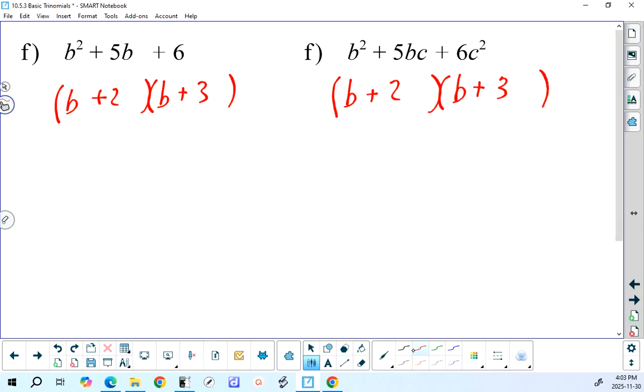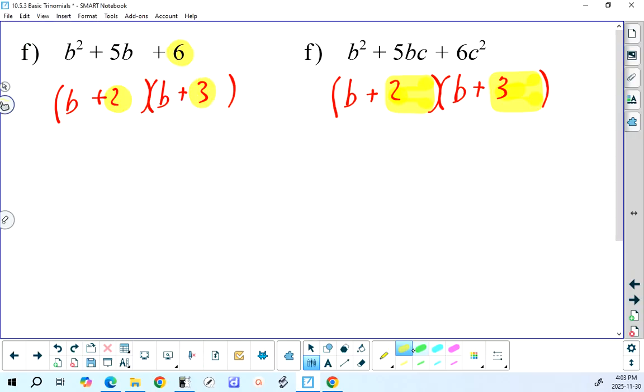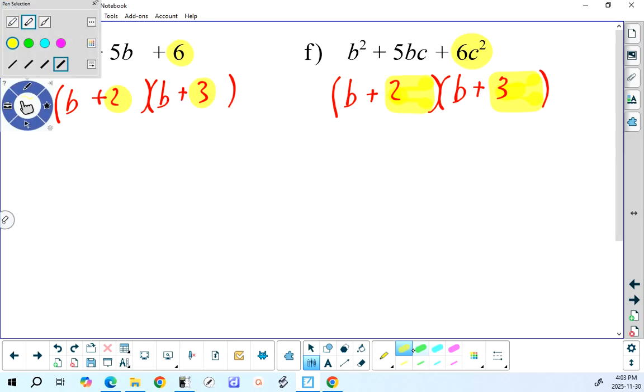when we multiply these two things together, we don't want to get 6. I mean, we do over here. 2 times 3 will give us the 6. But the reality is we want to get 6c squared. And that is so easy to fix. All we do is we put a c here and a c here. That's it.